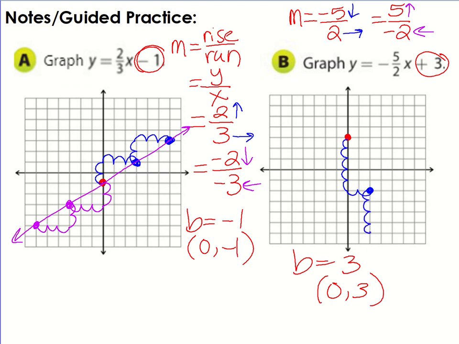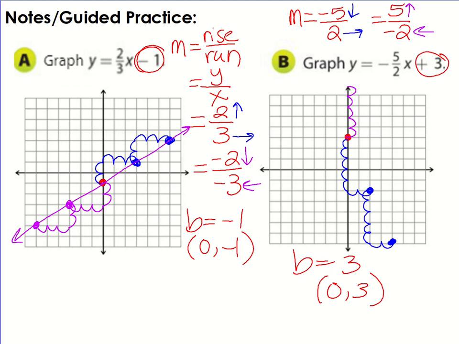1, 2, 3, 4, 5, 1, 2. And I want to put as many points as I can, because it makes my graph as accurate as possible. So I can't actually use the other one because if you notice, if I try to count 1, 2, 3, 4, 5, I end up off the grid. So we're not going to use the other one, but it's there in case we need to or can.